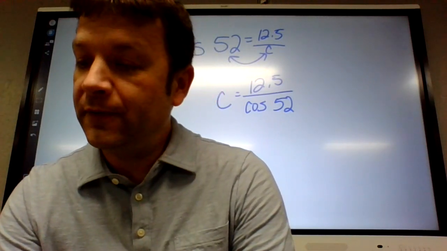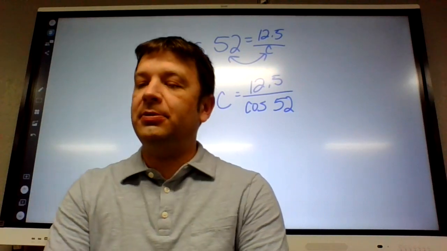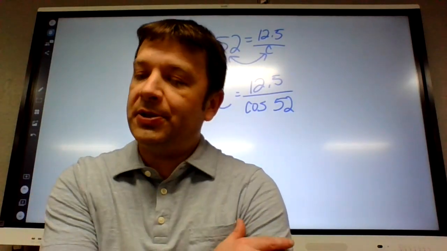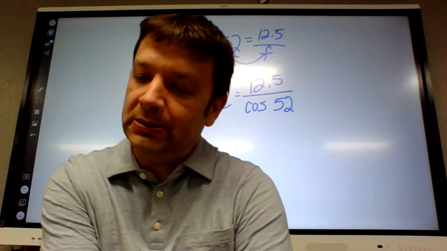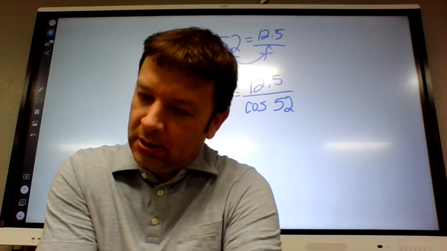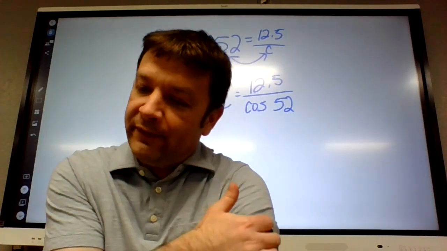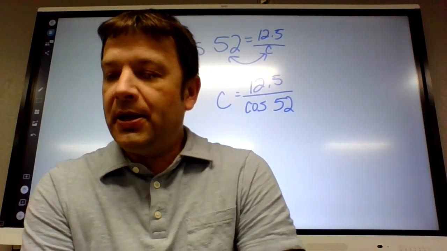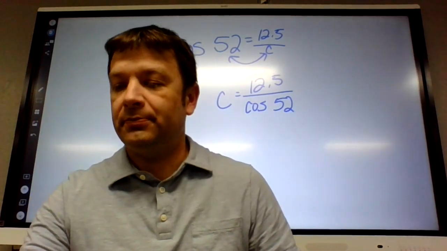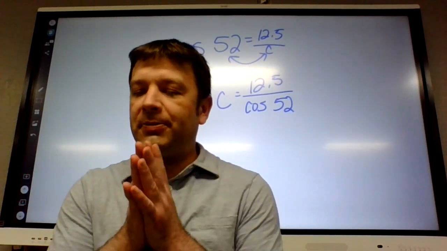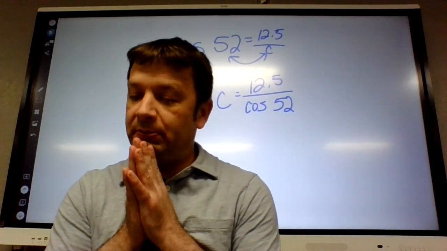What'd you guys get for, well, angle B would be 90 minus 59, 31. How about side AC? 8.2. You could use cosine of 59 to get that. Cosine of 59. And then what's side BC? 13.7. Okay, let's jump down to the graphs at the bottom.